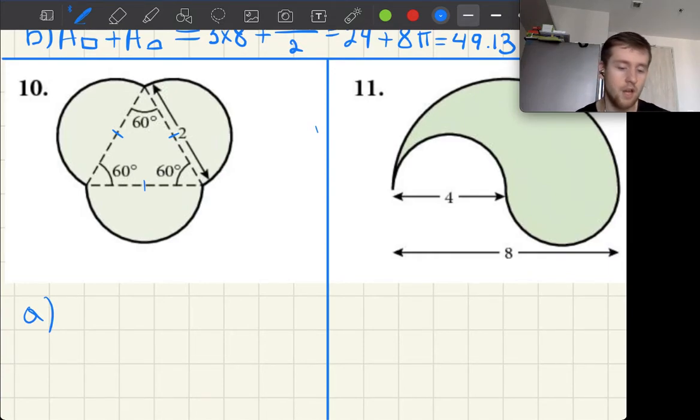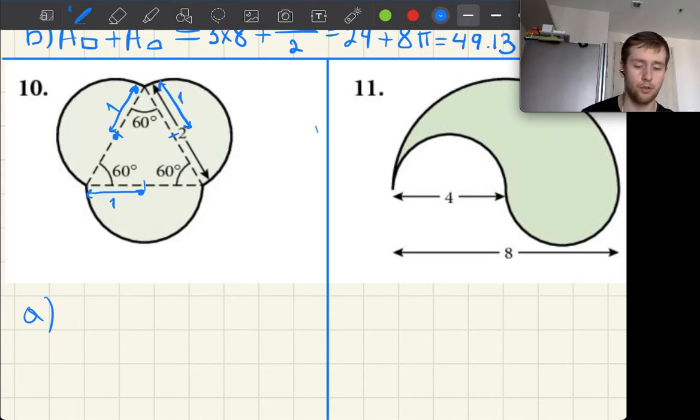Okay, and these sides are also equal to the diameters of the circles. So in this case, the diameter is 2. So that means that the radius is going to be what? That's right, it's going to be 1. So the radius is going to be 1 for each of these circles. Each of them has a radius of 1, okay?